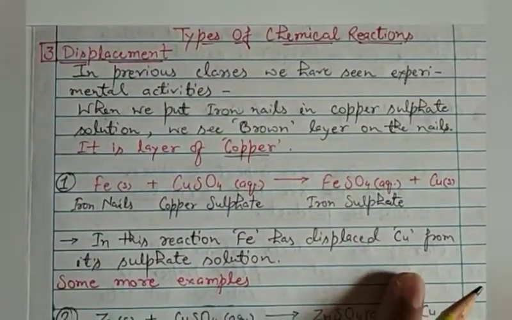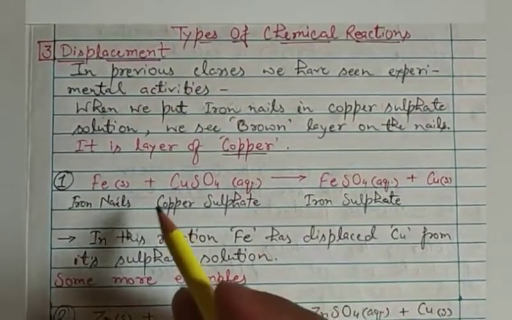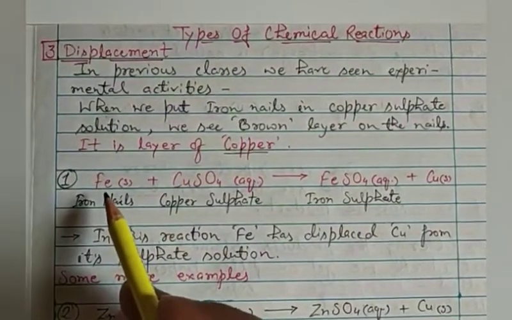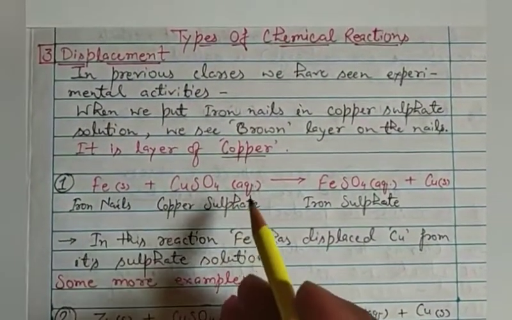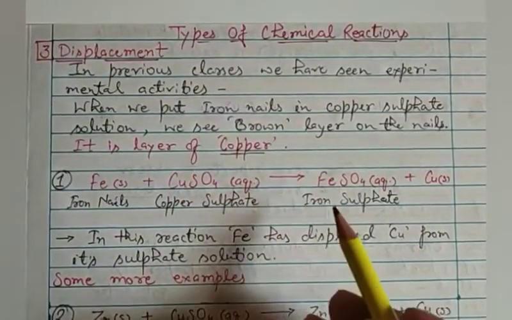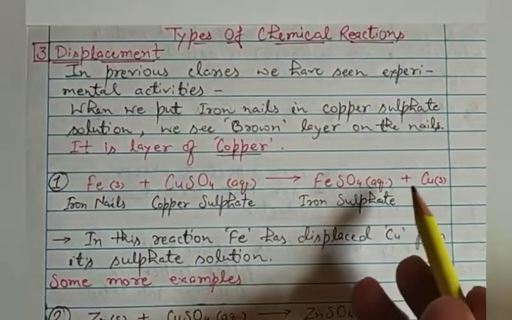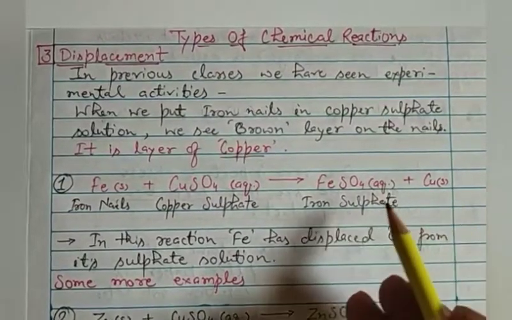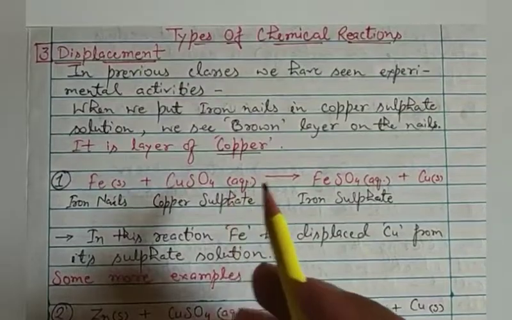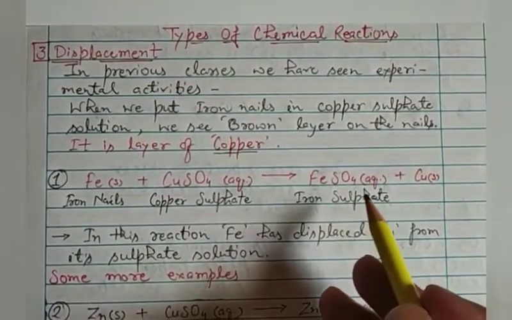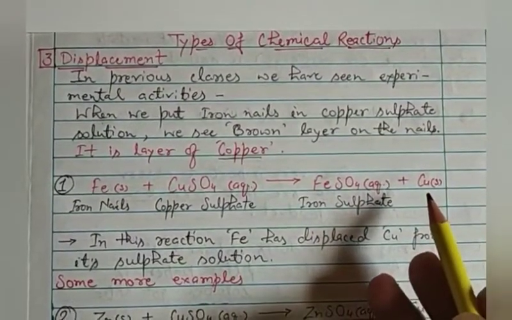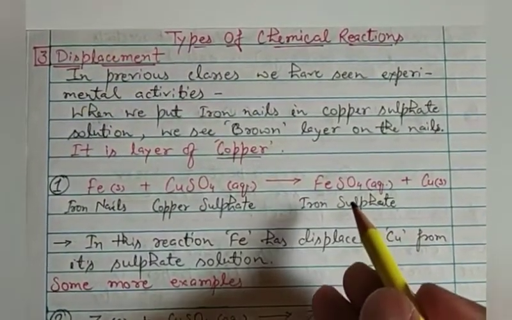So if we represent this activity in equation form, we can write iron nails, Fe, plus copper sulfate solution in water, that is called aqueous. It gives FeSO4 aqueous plus Cu, that is copper. This means when we put iron nails in copper sulfate solution, we get ferrous sulfate solution, that is iron sulfate solution, and the copper is deposited on the iron nails.